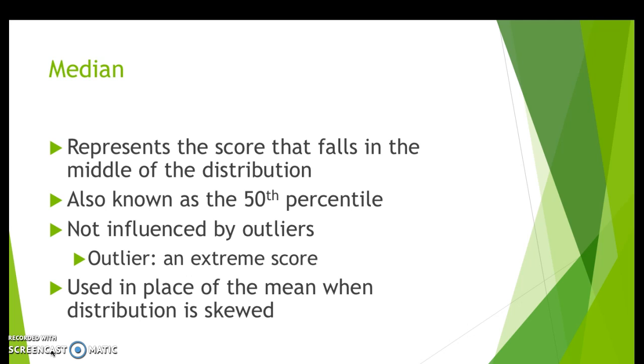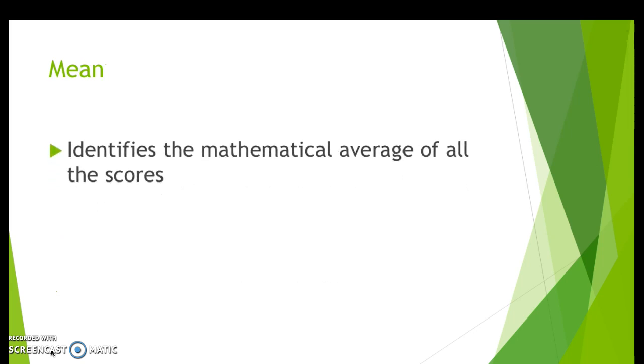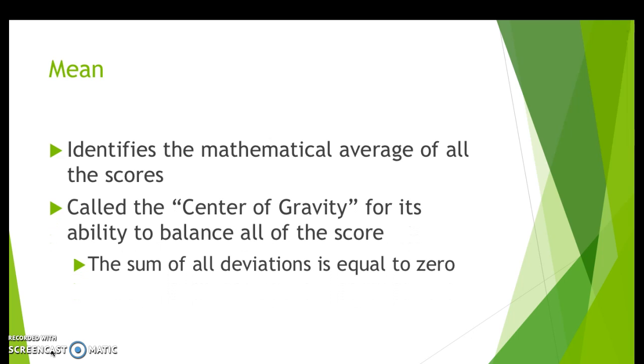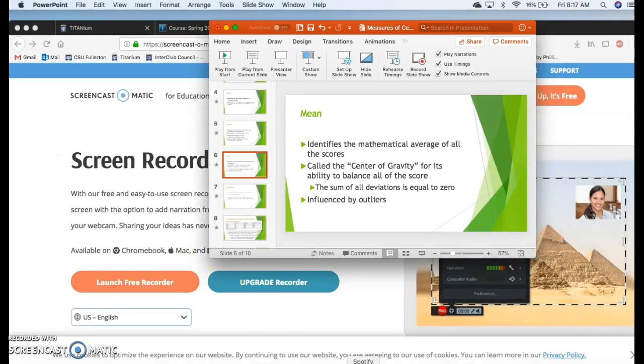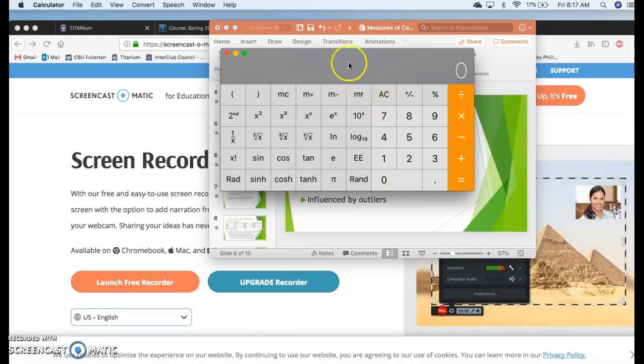So let's talk about the mean a little bit so we can get an idea of why it is that it's affected by outliers so much. The mean is known as the center of gravity because it takes all of the scores into consideration and finds the mathematical center. And because it has to take all scores into consideration, it unfortunately includes high outliers and low outliers. So I can demonstrate this really quickly on a calculator, on how averages are affected by extreme scores. I'm going to exit out of here and pull up my calculator.